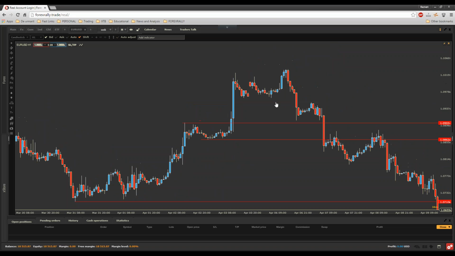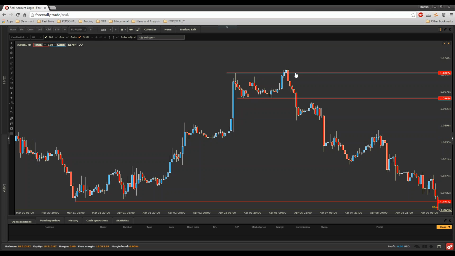Let's go on. What happens? Well, the next, it's a higher high, very good. It means that we could have a continuation of the uptrend. A higher low, very good.